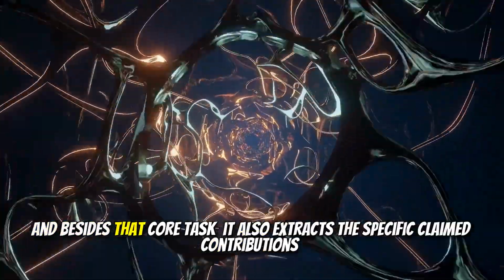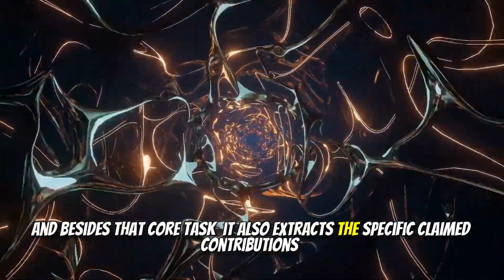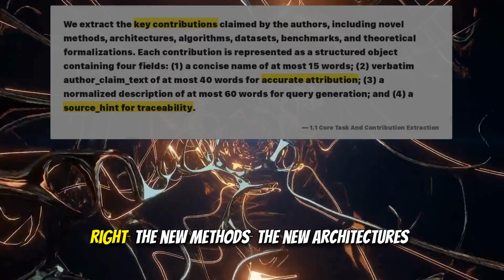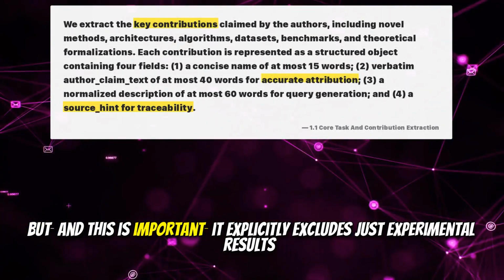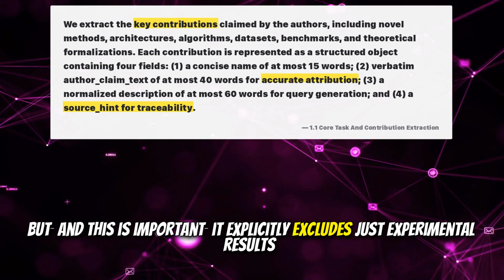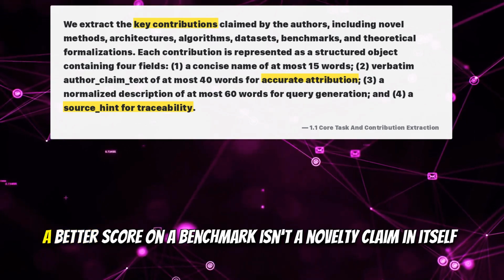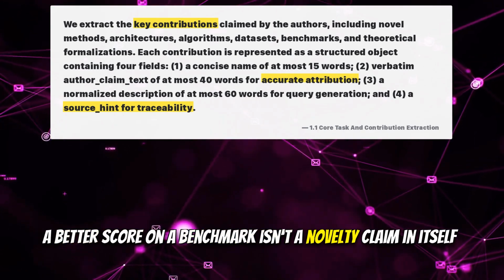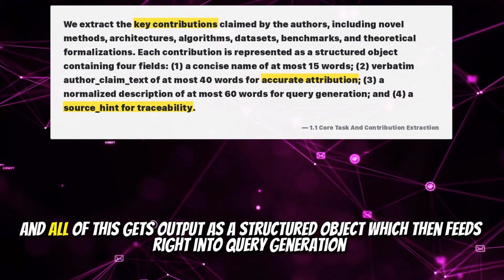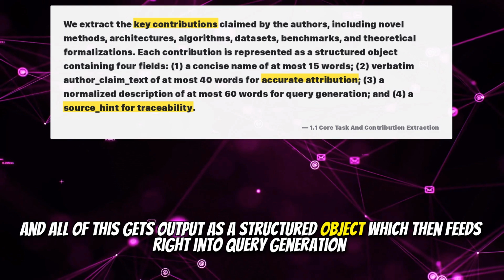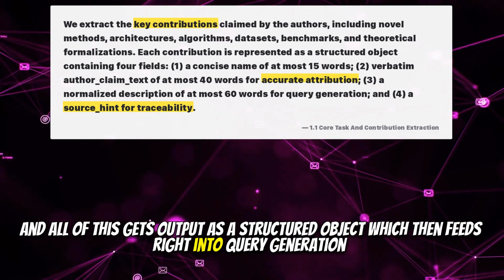Okay, and besides that core task, it also extracts the specific claimed contributions. Right, the new methods, the new architectures. But, and this is important, it explicitly excludes just experimental results. A better score on a benchmark isn't a novelty claim in itself. It's about the how, not just the what. Exactly. And all of this gets output as a structured object, which then feeds right into query generation.